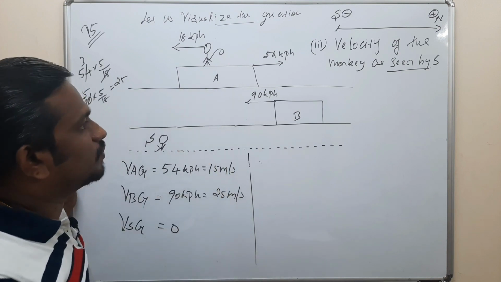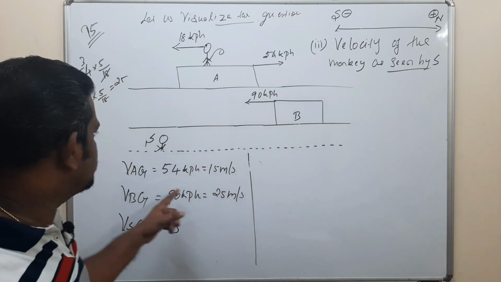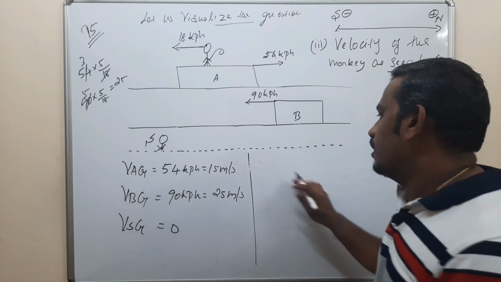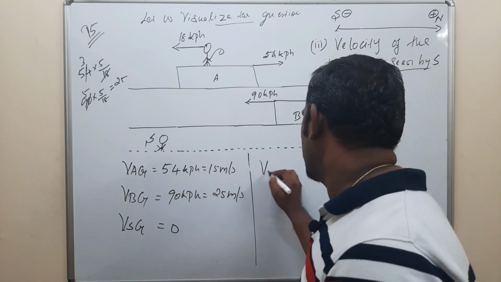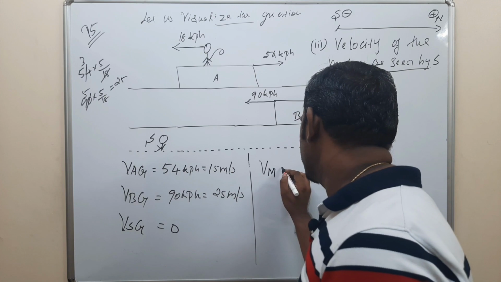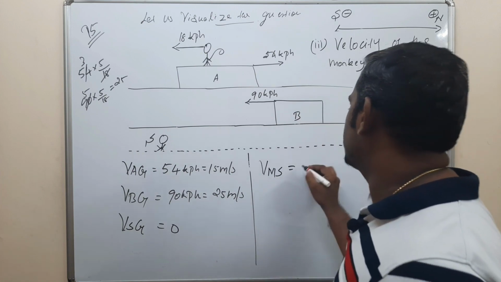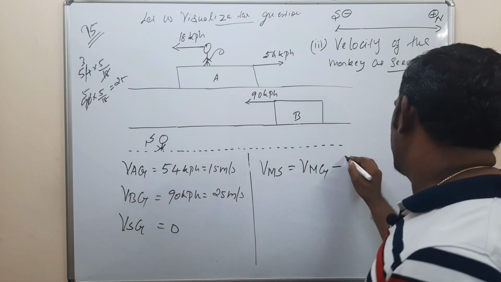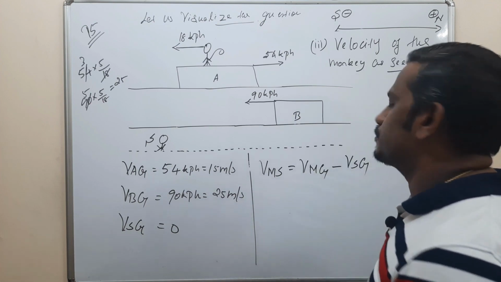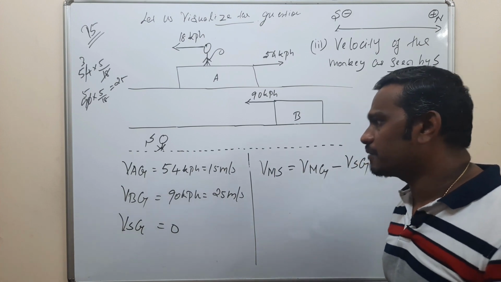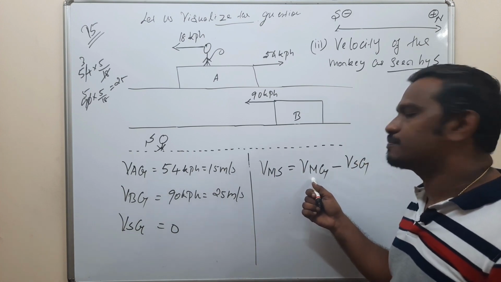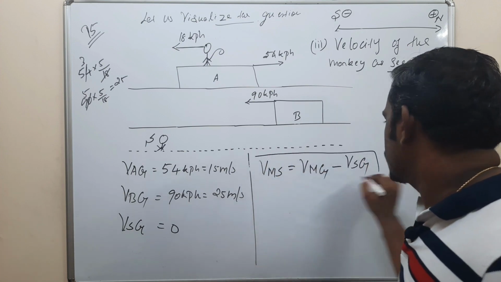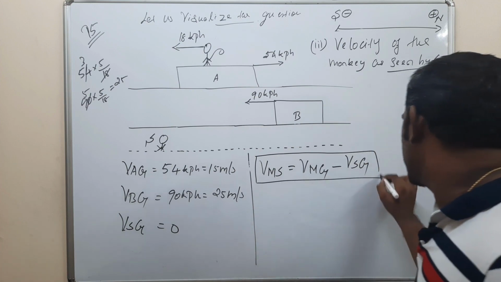Okay, so we have to find the velocity of the monkey as seen by the observer, the velocity of the monkey with respect to this observer. So velocity of the monkey with respect to S is equal to, what is the formula? That is velocity of the monkey with respect to ground minus velocity of the observer with respect to ground. Velocity of the monkey with respect to the ground we don't know.